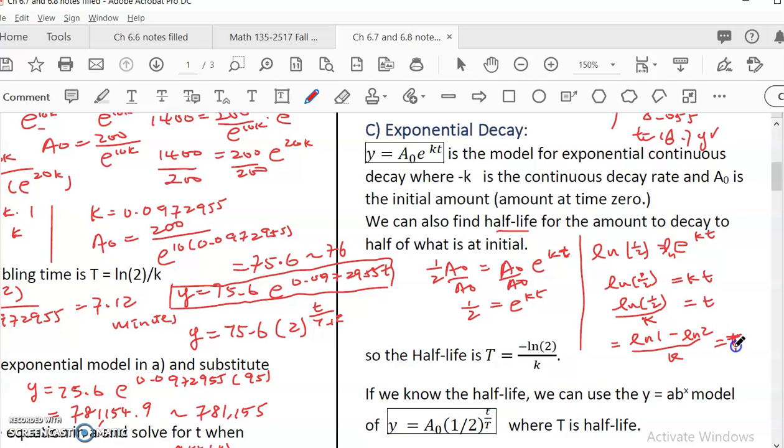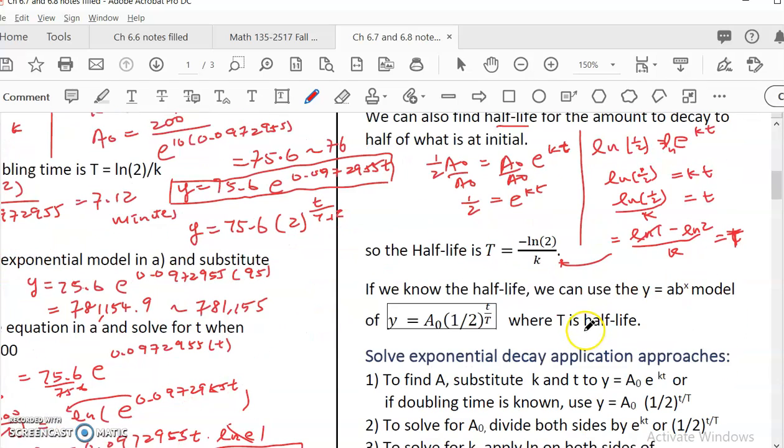That's the half-life time. We actually call it capital T. But ln 1 is 0, so it becomes negative ln 2 over k. Some books use ln 1/2 over k, some books use negative ln 2 over k. Both are half-life. If you know your k, you can find half-life. If you know half-life, you can also find k. And once you know half-life, just like when you have doubling time, you can use this model to represent the exponential decay, a0 times 1/2 to the t over T. But in this particular case, T is half-life.